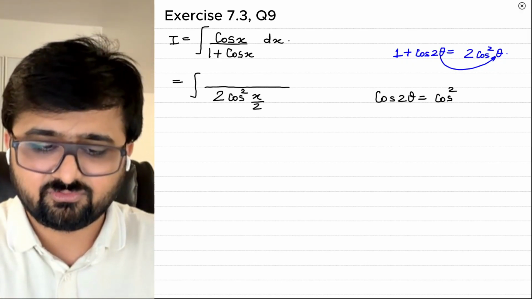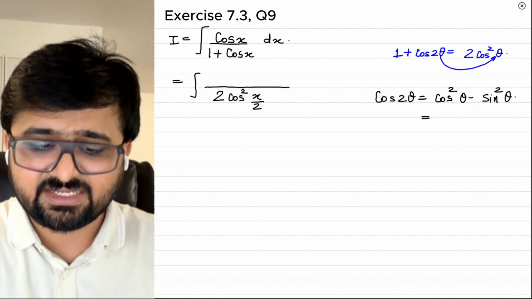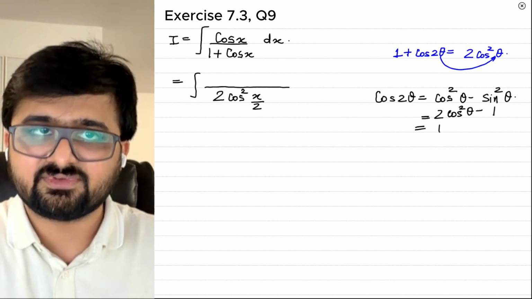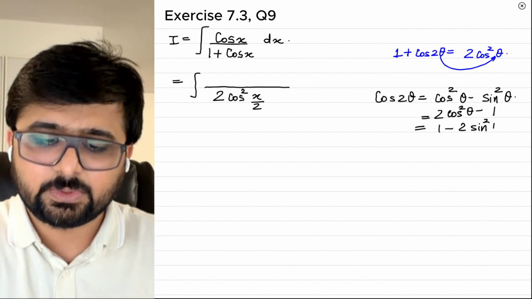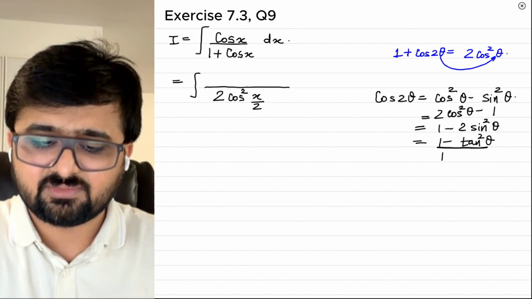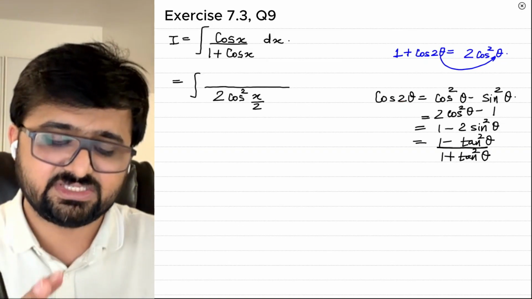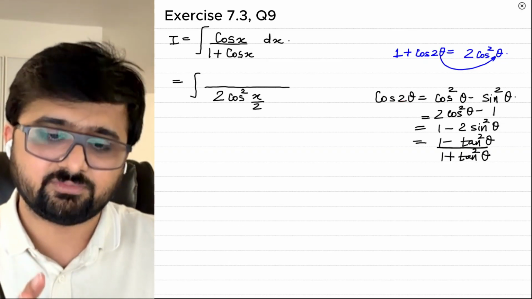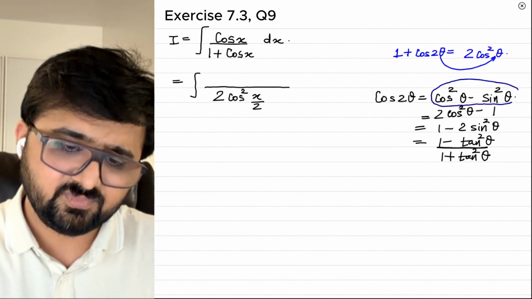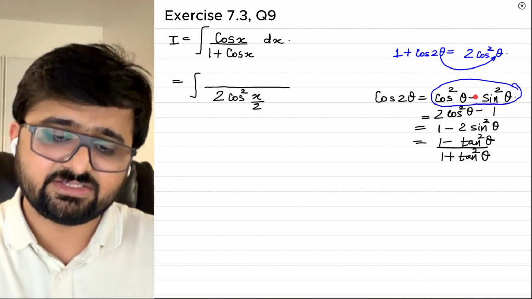Let me remind you. The first formula was cos square theta minus sine square theta. The second formula was 2 cos square theta minus 1. The third formula was 1 minus 2 sine square theta. And the fourth formula was 1 minus tan square theta upon 1 plus tan square theta. In this case, we will apply the first formula. Even if you apply the second or third formula, I think that will work. But let's apply the first formula.